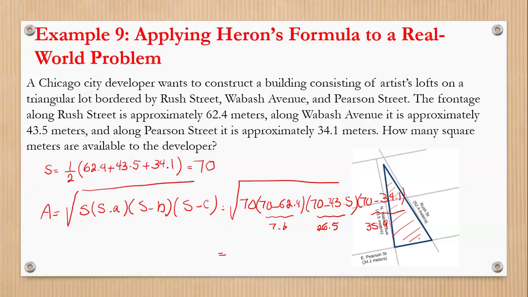And the answer is approximately 711.4 square meters, or you can rewrite it as meters squared like this. So that is the area that is available for the developer to work on, to construct the building.